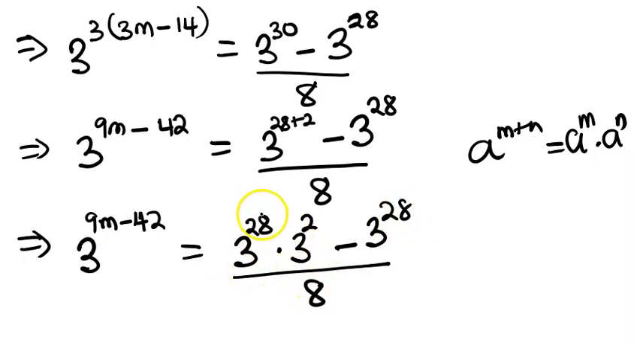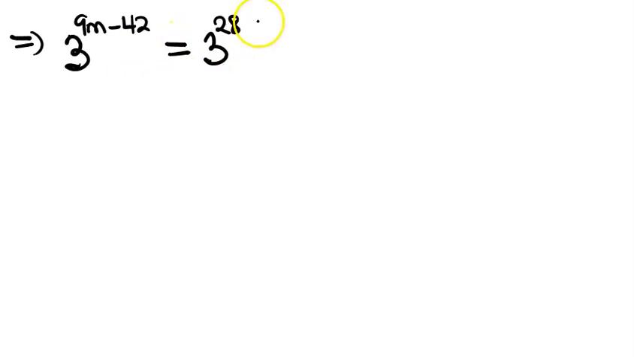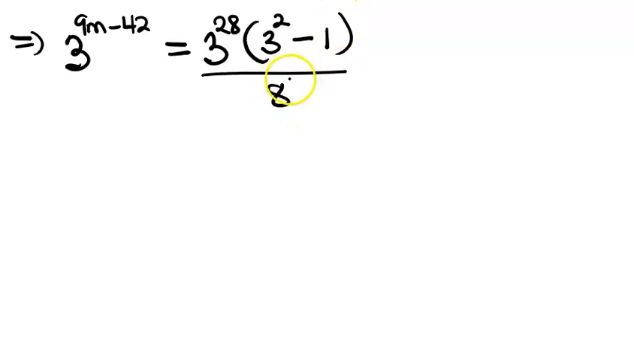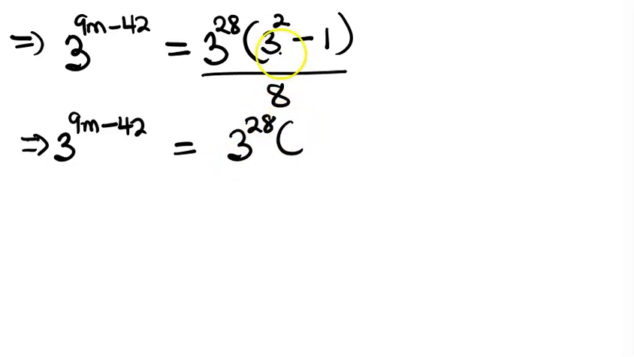We have 3 raised to the power 28 as a common factor. It implies that on the left hand side, 3 raised to the power 9m minus 42 is equal to, then we bring 3 raised to the power 28 out. When we do that, we have 3 raised to the power 2 minus, since we have taken 3 raised to the power 28 out, it will be left with 1, over 8. And 3 raised to the power 2 is 9. So we have 3 raised to the power 9m minus 42 is equal to 3 raised to the power 28 times 9 minus 1 over 8.